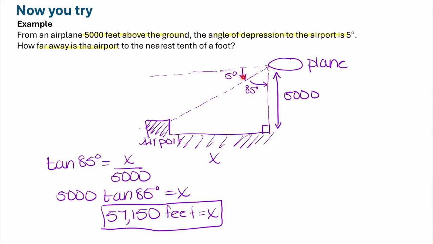Be careful with those angles of depression because remember they're formed with the horizontal, okay? So it's going to be this 5-degree angle right here, which means this is going to be 85 degrees. So the airport distance, I called it x, which means we can relate these two values using tangent. So we have tangent of 85 equals opposite, which is x, over 5,000. If we do 5,000 tangent 85, we get 57,150 feet, which is how far away the airport is.